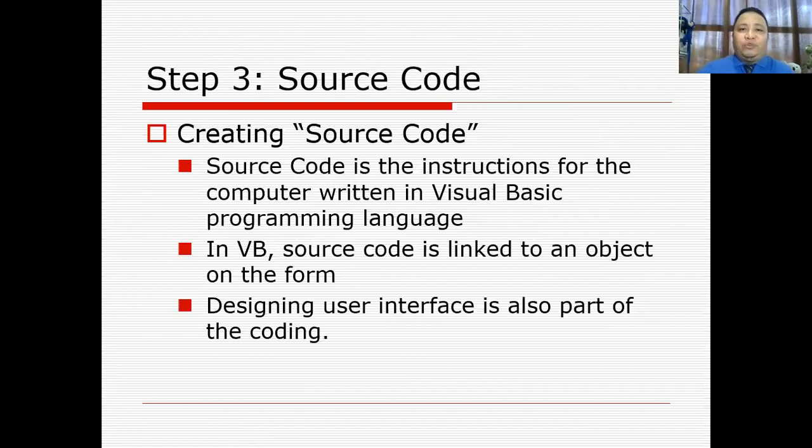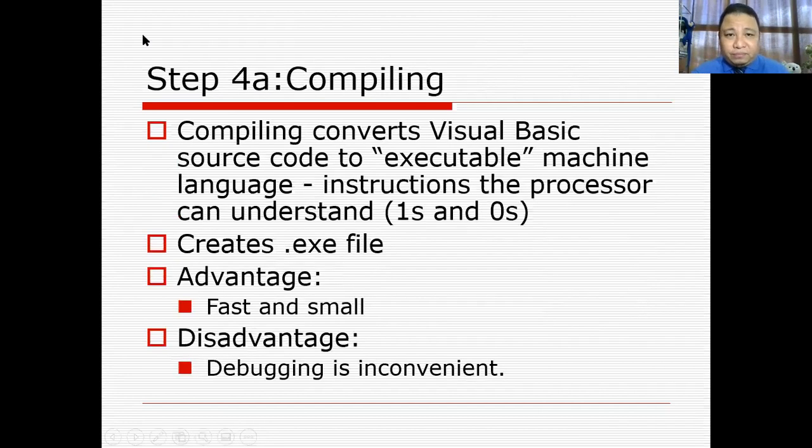Then step 3 would be source code. The source code here is the instructions for the computer written in the Visual Basic programming language. In VB, source code is linked to an object on the form. Designing the user interface is also part of the coding. So the GUI, the user interface, if you double click that one, the source code will pop up.